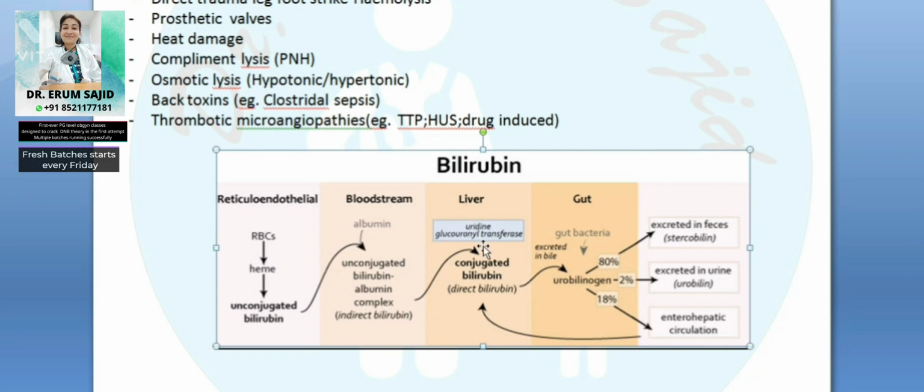And this conjugated bilirubin, when it is excreted in the bile and reaches the gut, the gut bacteria make stercobilin out of this direct conjugated bilirubin, which is excreted in the feces, around 80% of which, 18% is enterohepatic circulation, goes back in the body, and only 2% is excreted in the urine as urobilin.